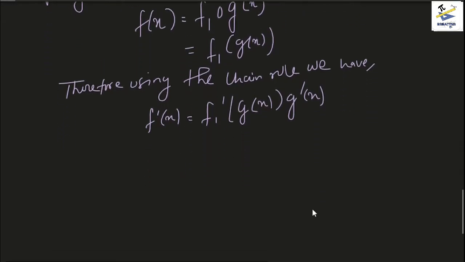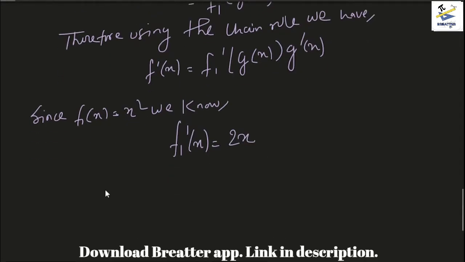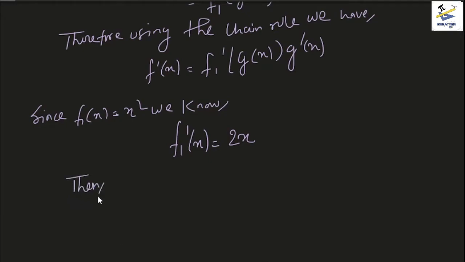Okay, now since f1 is just a polynomial, since f1 of x is just equal to x squared, we know, using the rule for the differentiation of powers of x, that d/dx of x to the power n is just n into x to the power n minus 1. So here also we can easily write this is equal to 2x, right? And that would actually do it, because then f prime of x, which we actually wanted, would be 2 g of x into g prime of x, right?